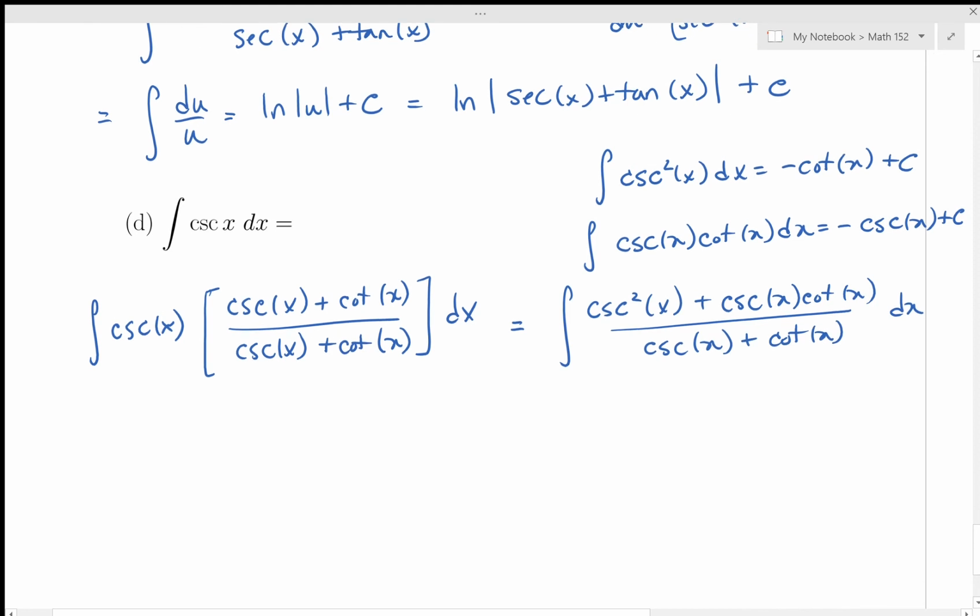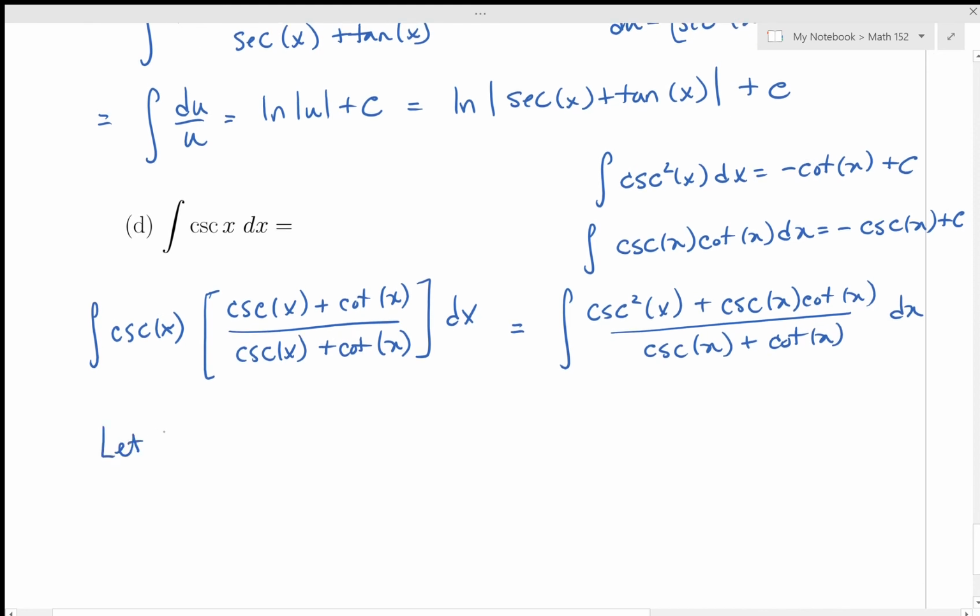Okay, now the same idea. I'm looking that it might be the log, so I'm taking the denominator here. Let u be cosecant x plus cotangent x. I'm investigating what that would force du to be, and it's minus cosecant, let's not be lazy here, it's minus cosecant x cotangent x minus cosecant squared of x, which of course I can factor the minus sign out.